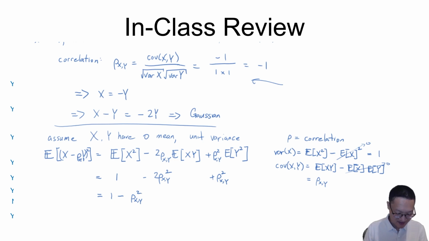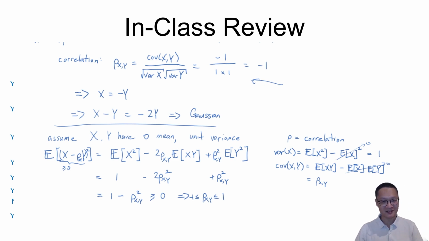The other thing to note is that the expression inside the expected value is a square, and a square is never negative, so this thing is always greater than or equal to 0. This random variable that we're taking the expectation of is never negative, so its expectation must also never be negative. That means finally 1 minus rho squared must never be negative. I'm making this observation just to say that rho must be between minus 1 and 1, which is what we said about the correlation. So this shows that the correlation must be between minus 1 and 1.